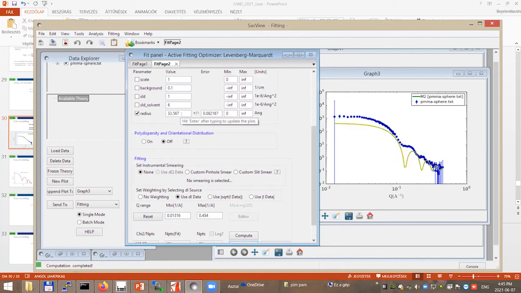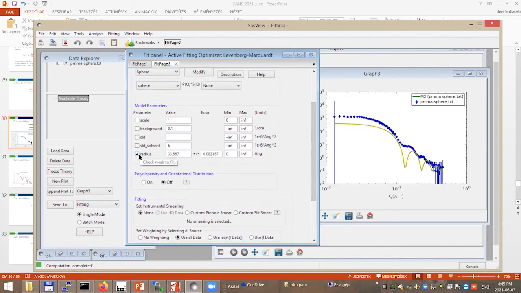It went from 50 to 33, and 33 in fact is much closer to the positions of the oscillations. Not very accurate though, but this is normal. If we relax only one parameter, then we cannot achieve a good fit. So let's make the background free, and also let's make the scaling free.